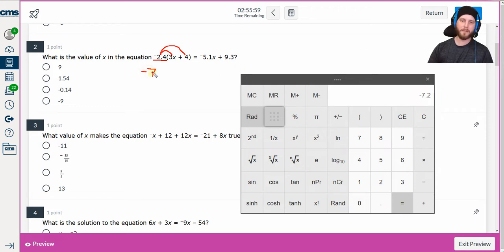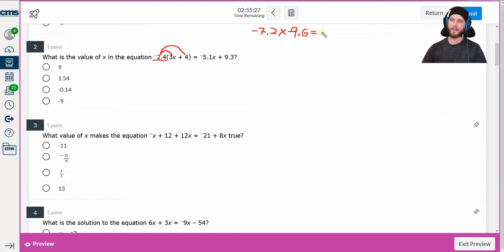This one is negative 7.2, which actually, let me write this over here since I almost ran out of room last time. Negative 7.2x, and we know the next one's going to become negative because we're multiplying a positive times a negative. This next one is negative 2.4 times 4, and that's going to give me negative 9.6. And that's it for the left-hand side. The right-hand side, we don't need to do anything. That is just going to be negative 5.1x plus 9.3.